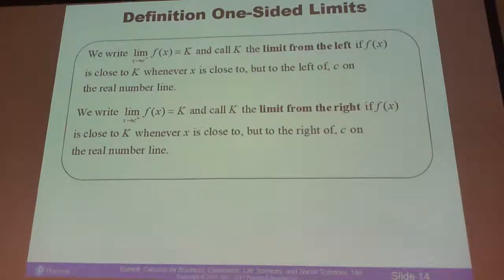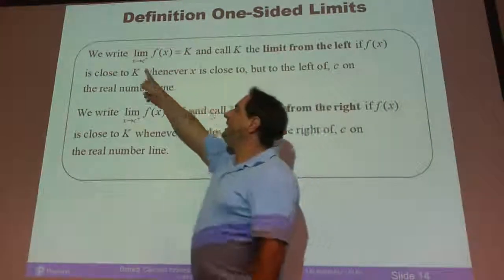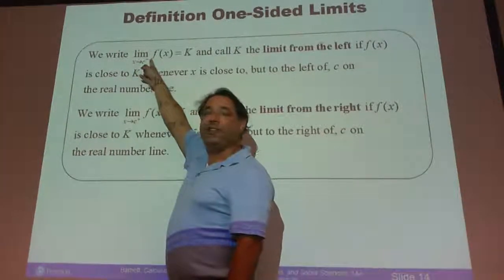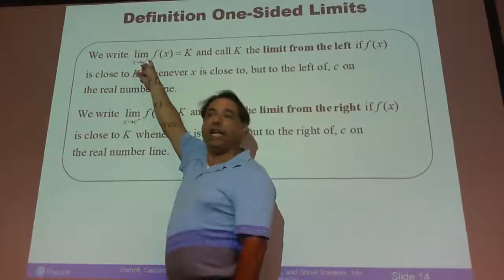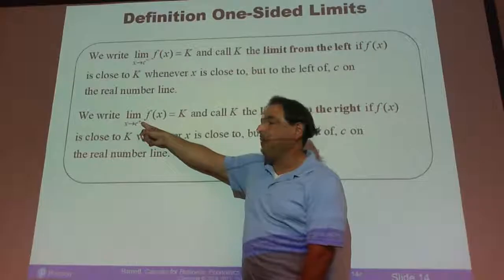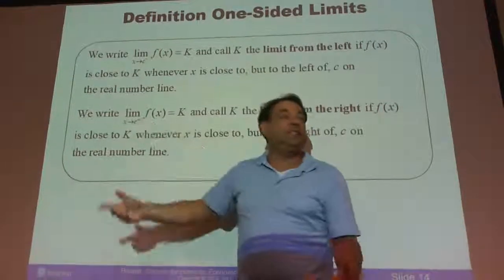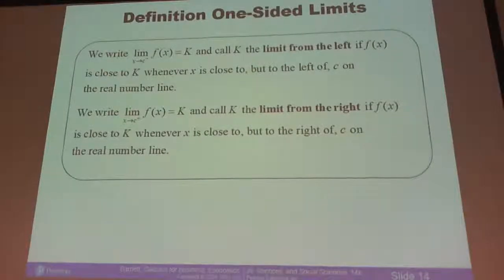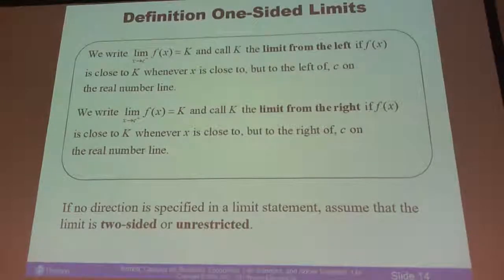So how are you supposed to know which one's which? You see how this says x as it approaches c, but it has a little negative? That little negative means come from the left. I'm looking at it from the left. And if it says x as it approaches c plus, that means coming from the right. So I'm going to see what happens when I look at a certain number from the left and when I look at a number from the right. That's the notation. And we'll have some examples. If no direction is specified, then we're looking at it from both sides. So if I don't have the plus or the minus, it's because we're looking at it from both sides.